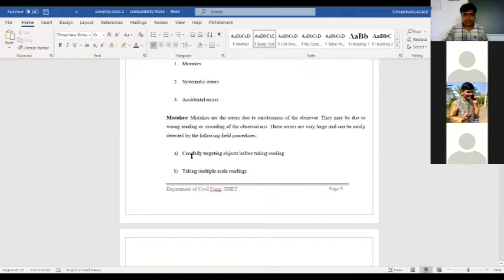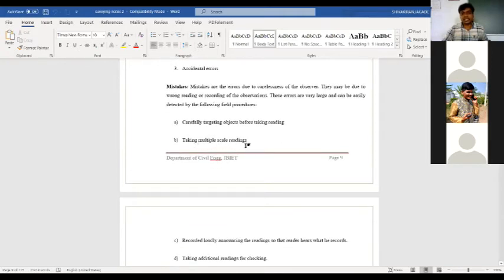And here, one by one we'll go through it. Carefully targeting the object before taking a reading. That is the example I gave. Whatever readings we take while measuring, the object we target to take the reading should be carefully chosen. Next, the second one is taking multiple scale readings. As I was discussing about scales, if there is a large area, we reduce the area in terms of scale, in terms of a fraction. What kind of fraction?